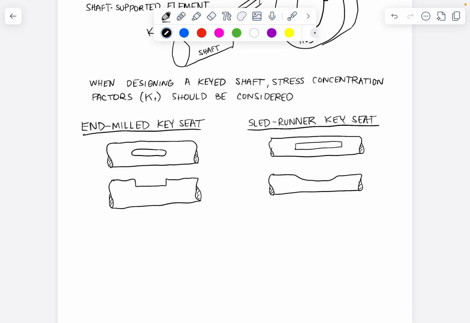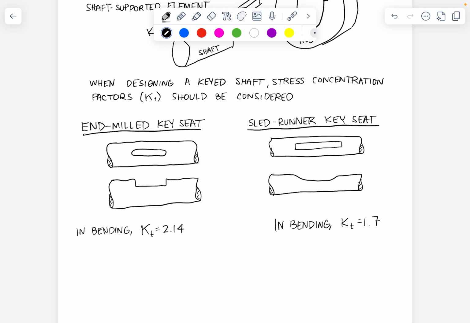But if we look at the stress concentration factors in bending for each of these, the end milled key seat has a stress concentration factor of 2.14, and the sled runner key seat has a stress concentration factor, again in bending, of 1.7.